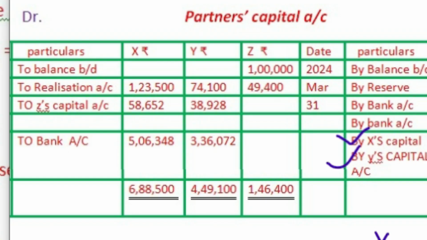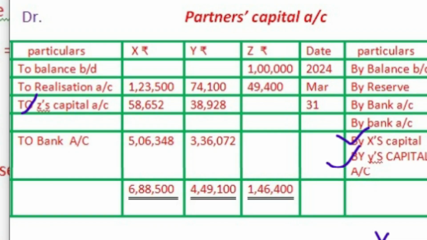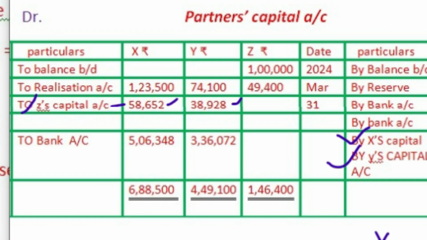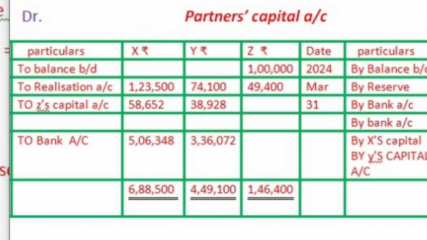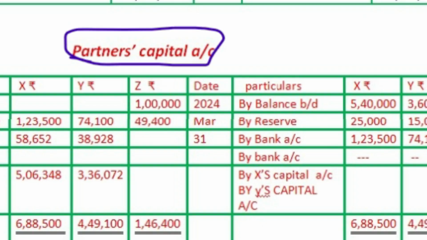Here, writing Z's capital account, X had borne 58,652 and Y had borne 38,928. So at one time it is on the credit side of the insolvent partner's column, and second, on the debit side of the solvent partners' capital columns. Now total it.